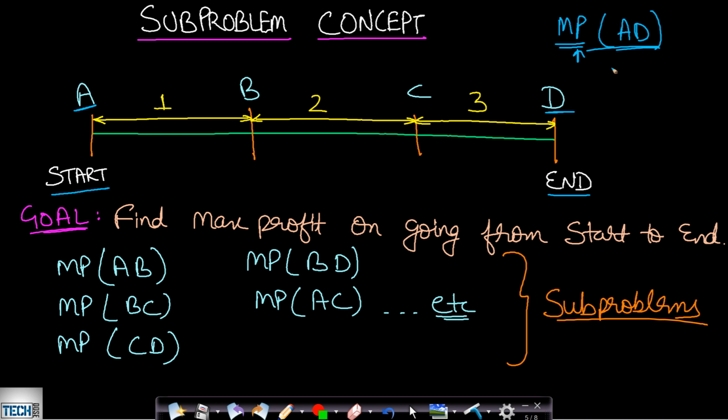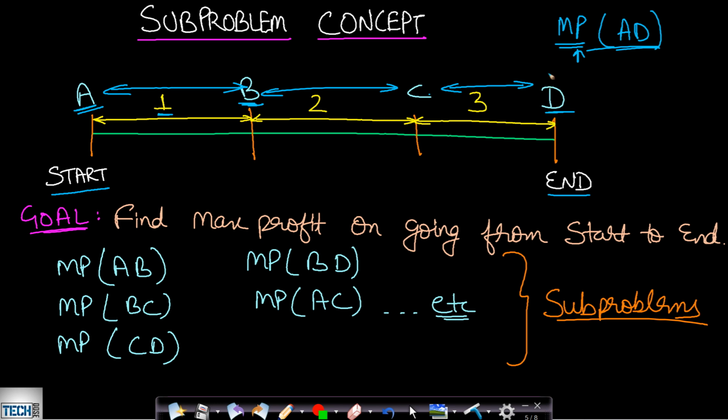Now this problem can be further broken down into sub problems. Let's say the maximum profit to reach B from A is 1. The maximum profit from B to C is 2, and the maximum profit from C to D is 3. So since you know in segments the maximum profit from A to B, B to C and C to D, you can combine them all and find the maximum profit from A to D.